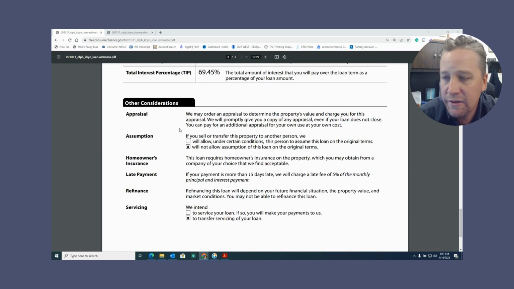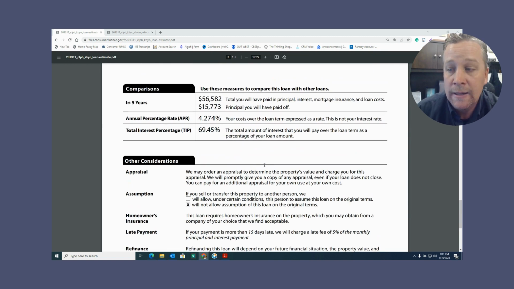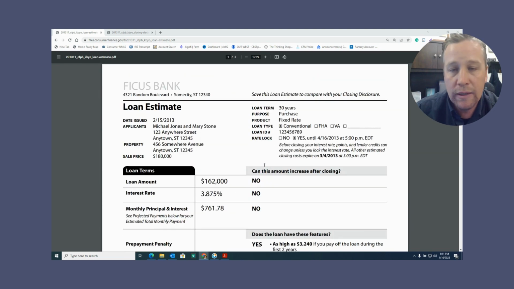Next, you're going to have some other things about appraisal, if the loan's assumable, maintaining homeowners insurance, if there's a late payment, what happens when you refinance, and who is servicing the loan, whether it's serviced by this lender or whether they're going to sell the servicing. And then you sign it. Typically, it's signed digitally. I've seen it signed physically as well, but a lot of times these initial ones are at least electronically signed to start the waiting periods and just get the initial ball rolling, knowing that this is designed to be worst case. We're still gathering information. We don't have all the final numbers yet, but generally we have a good idea what these numbers will be unless something changes with the loan amount, sales price, or something like that.